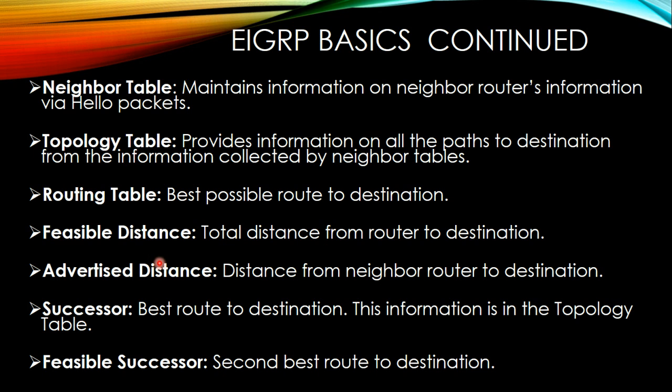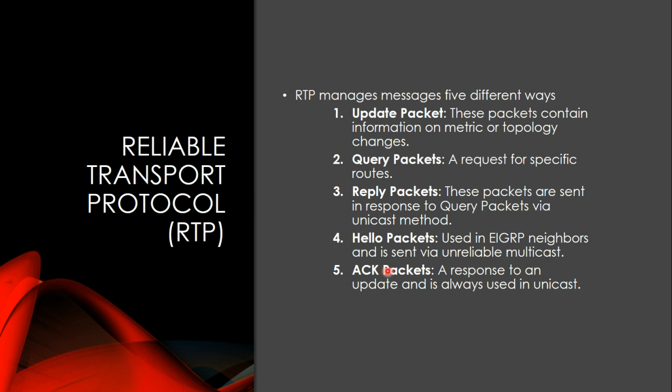Okay, then we're going to talk about feasible distance, which is the total distance from the router to the destination, and the advertised distance is from the neighbor router to the destination. And then feasible successor is the second best destination for the route. Now we're going to talk about reliable transport protocol, or RTP.